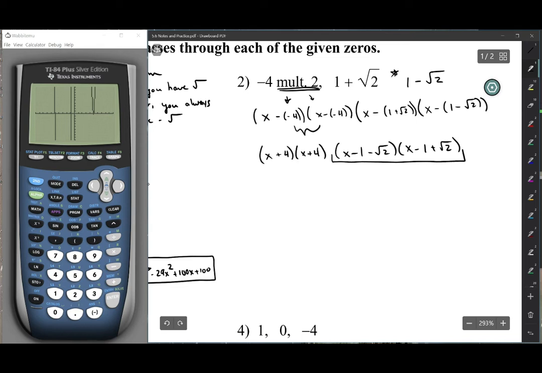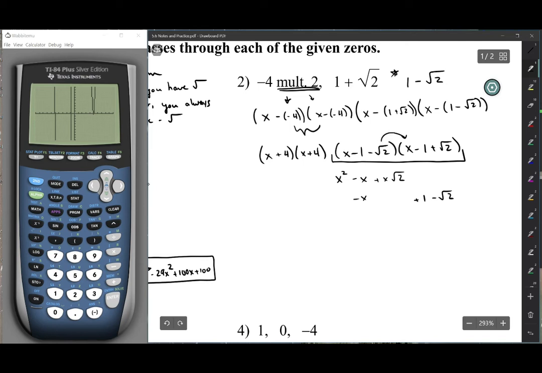X times x is x squared. Minus x plus x root of 2. Now again, things should happen. Things should cancel out, which is nice. Negative 1 times x is negative x again. Negative 1 times negative 1 is going to be plus 1. Negative 1 times root of 2, negative root of 2.